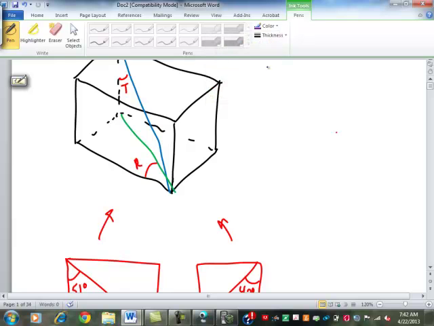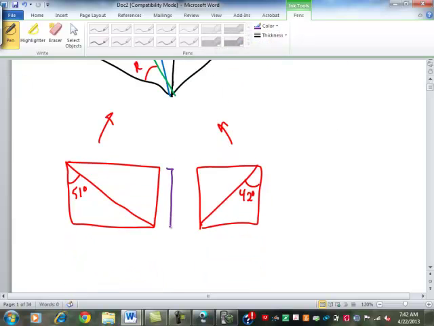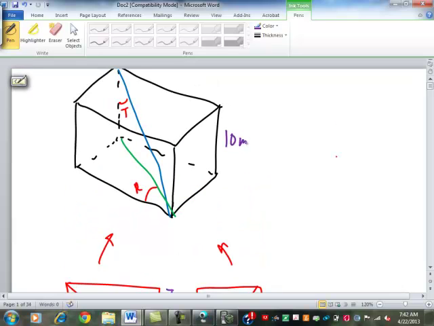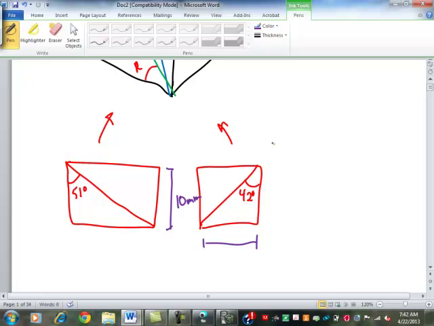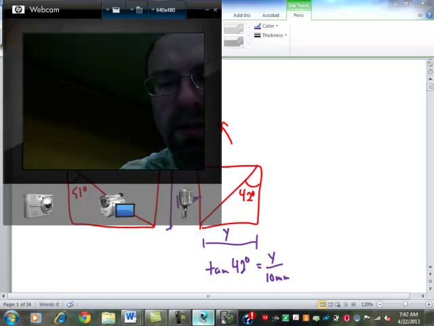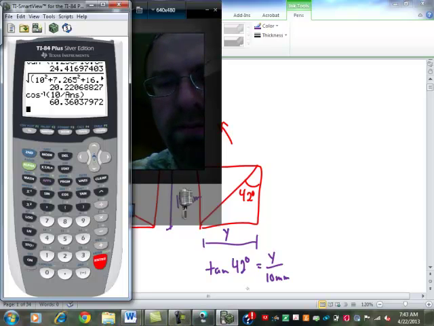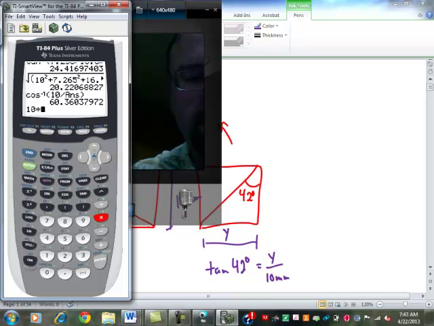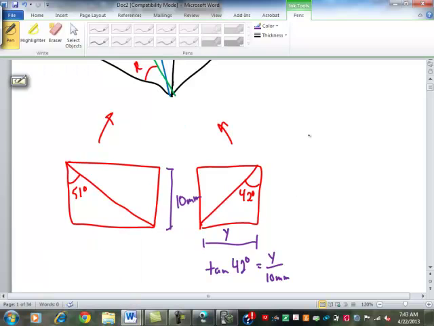So we're going to go ahead and pick a thickness. It can be whatever we want to. I'm going to pick 10 millimeters. So that means this distance here, I'm going to label that up here. This is 10 millimeters. This distance here is going to be found using the tangent. Tangent of 42 degrees, if I call this y, is going to be y over 10 millimeters. So it's going to be 10 times the tangent of 42. 9.004.